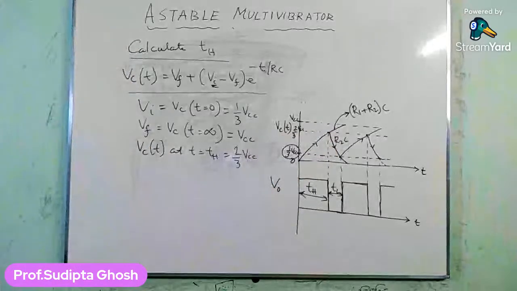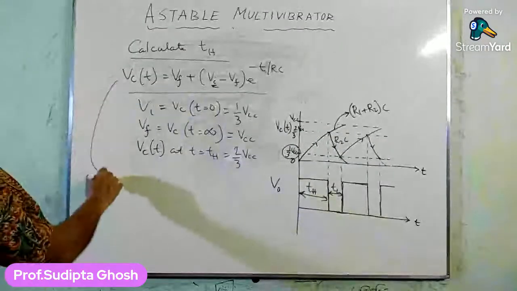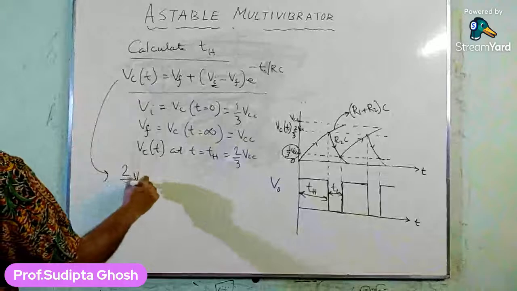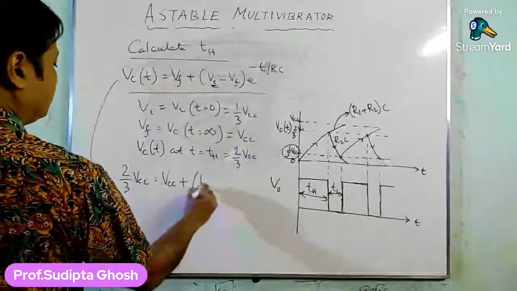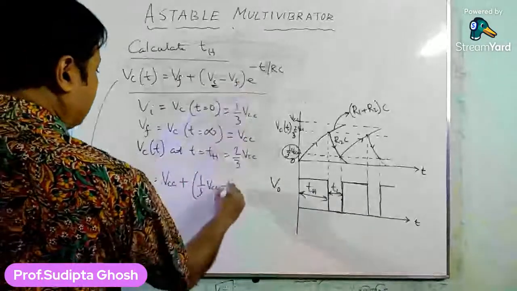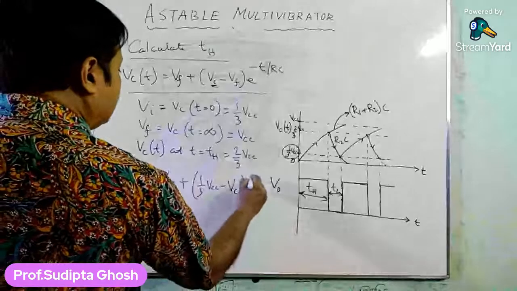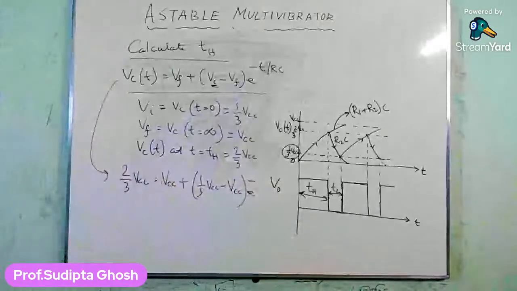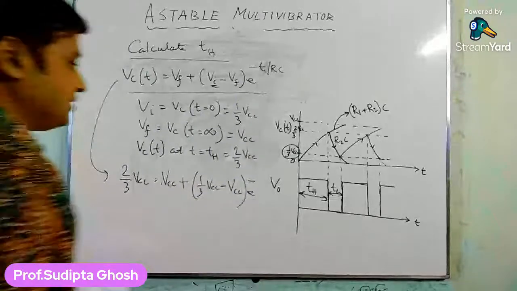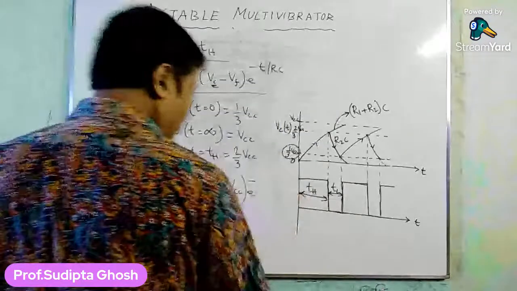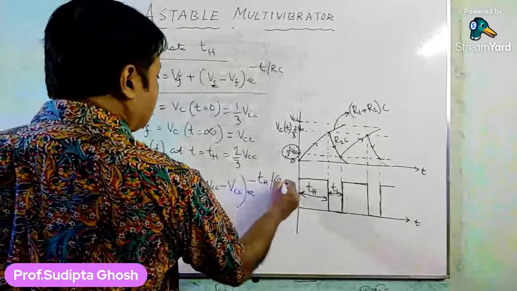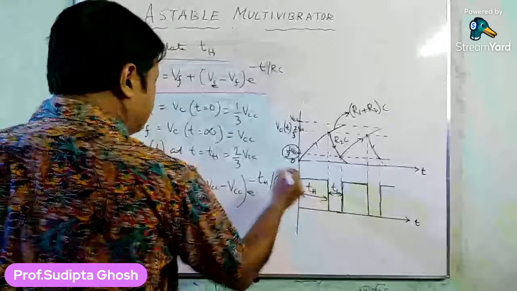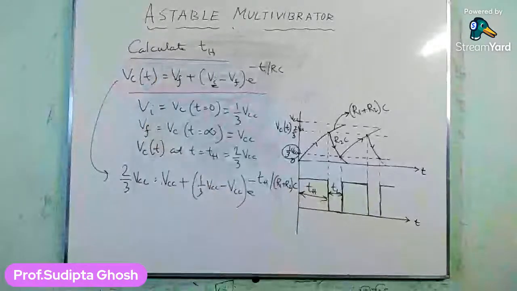So let's put these values in this expression. We get 2/3 of VCC equals the final value, that is VCC, plus the initial value, 1/3 of VCC, minus the final value VCC, and then e to the power minus t, where t means th, divided by RC, that is R1 plus R2 into C. So this is the expression after putting the different values here.